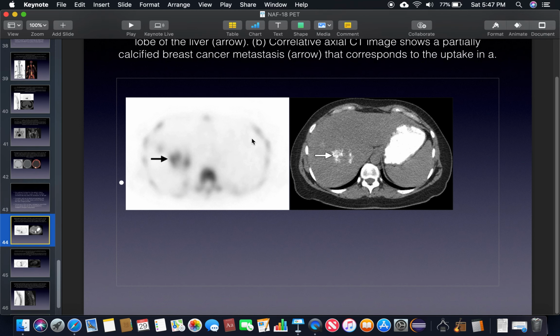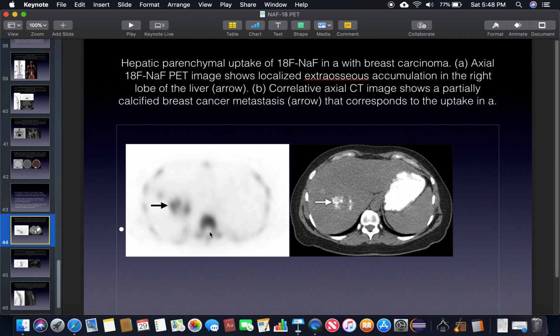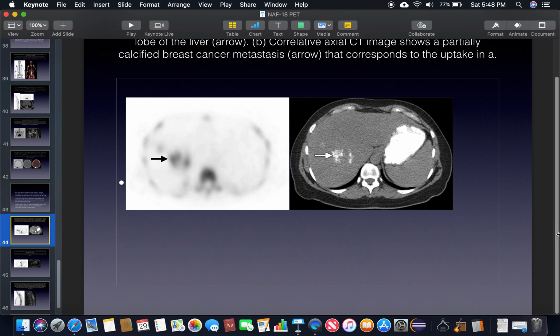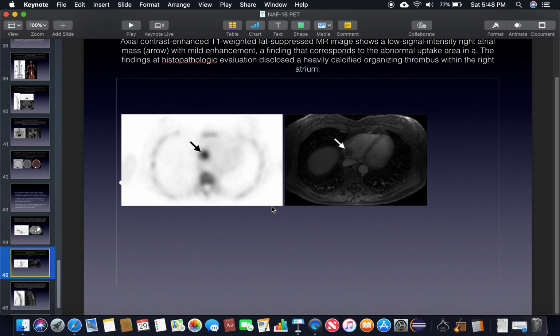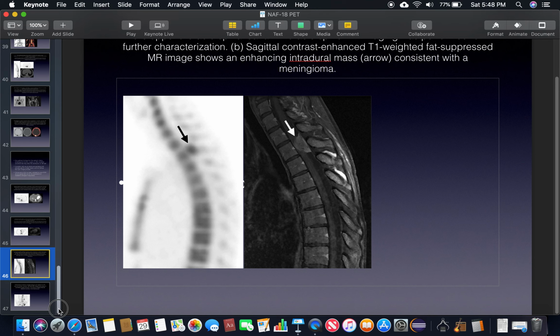Another example where this is a lesion that you see in the liver, and it is showing positive uptake, and this is a calcified breast cancer metastasis that is picking up sodium fluoride. This is a thrombus within the right atrium, calcified, which is positive. And some of these things that I'm talking about, you will find similar uptake on bone scans. This is an example of a calcified meningioma, which is positive on the sodium fluoride exam.